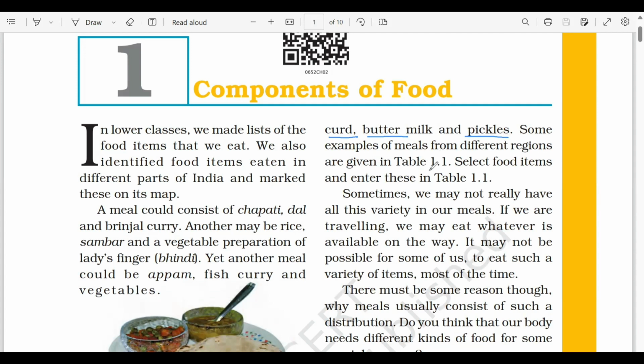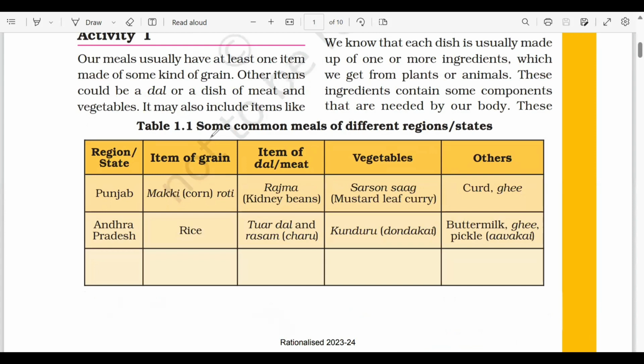So now we will be looking at table 1.1 and we will look at the examples of meals from different regions. So let's solve this table 1.1. So this is table 1.1 that is showing some common meals in different regions and states. Let's look at the first example, Punjab. Punjab is a state. यहाँ पे जो grain most commonly खाए जाते हैं, that is roti, मक्के की रोटी, corn roti. Next, dal is rajma. Vegetable usually eaten is sarson ka saag, mustard leaf curry, along with curd and ghee.